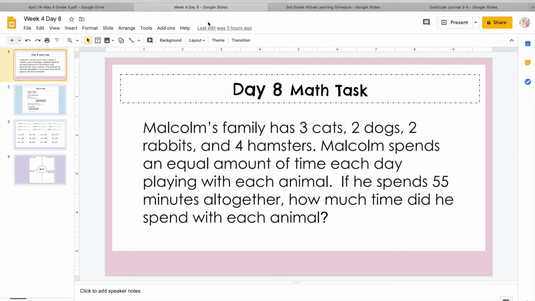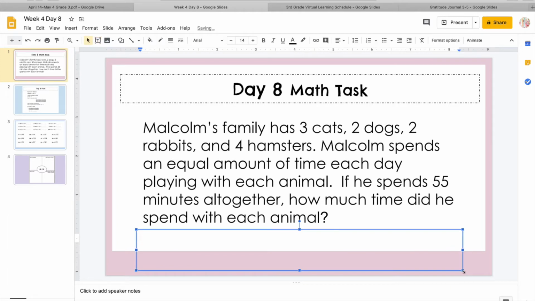Okay, so day 8 math task says Malcolm's family has 3 cats, 2 dogs, 2 rabbits, and 4 hamsters. Malcolm spends an equal amount of time each day playing with each animal. If he spends 55 minutes altogether, how much time did he spend with each animal? So first we need to figure out how many animals does he have altogether?